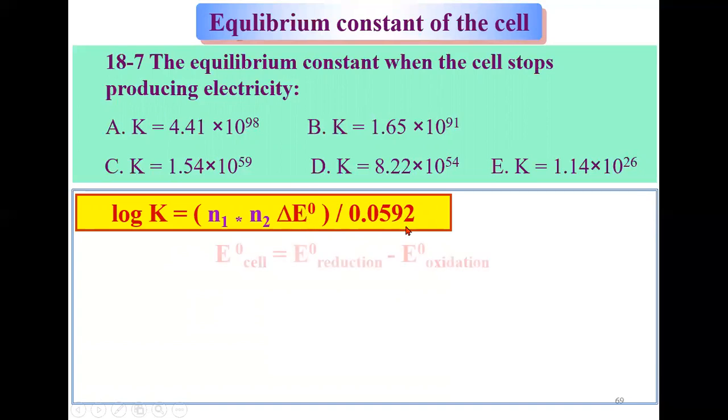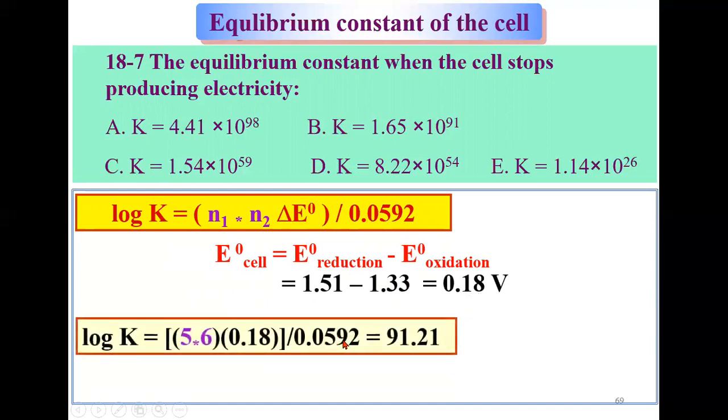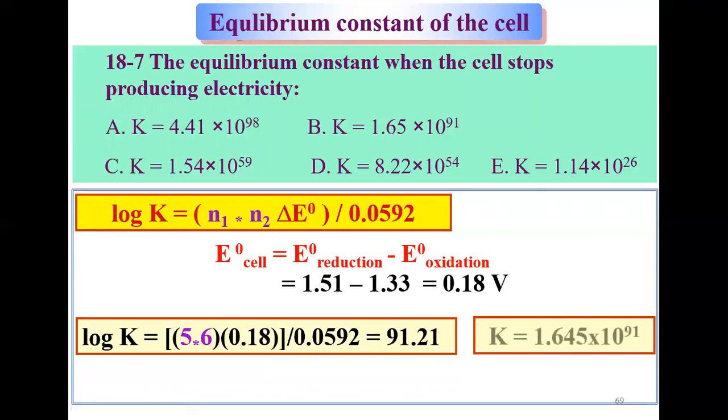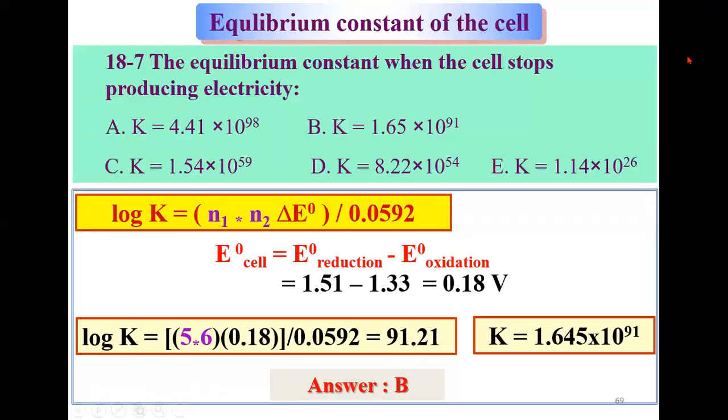Again, make sure you memorize these equations on the side. They come up all the time. E naught of the cell is E naught reduction minus E naught oxidation, which should be 0.18. Put that in, 0.18, 5 times 6 is 30, and get the log K value, put 10 to the power of this number, 91, and find the K. The answer comes out to be B. Okay, and that was the last bit for this section.